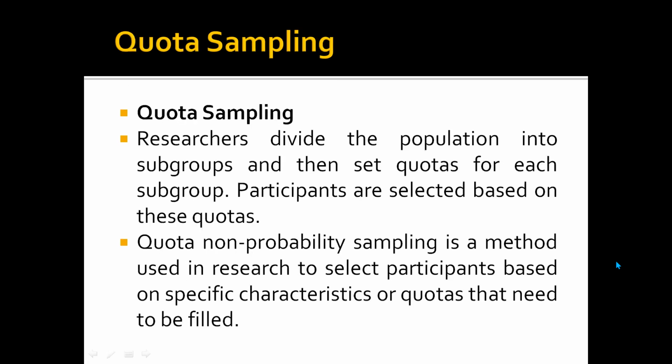Quota sampling. In this technique, researchers divide the population into subgroups and then set quotas for each group. Participants are selected based on these quotas. Quota non-probability sampling is a method used in research to select participants based on specific criteria or quotas that need to be filled.